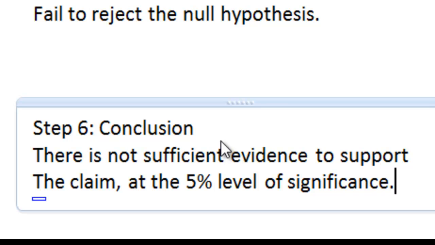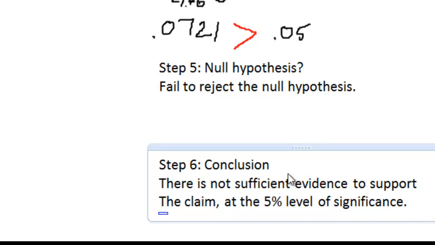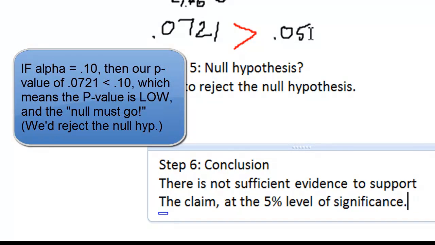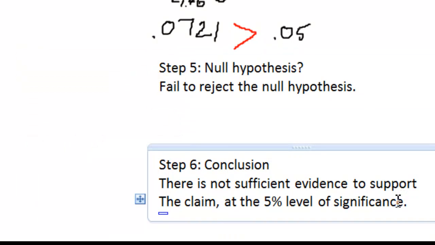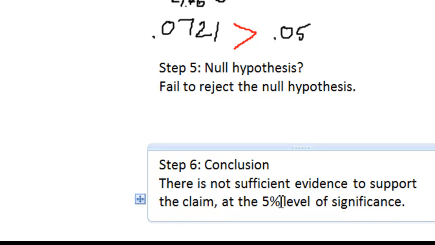That's important because what if the level of significance wasn't 5%? What if it was 10%? What if this number right up here was a 10% level of significance? You would see that our p-value of 0.0721 is actually smaller than 10%, and in that case we would reject the null hypothesis. So watch out for that. We have to make sure that our p-value is compared to the proper level of significance, our alpha, and so when I make that claim down here, I have to state that I am either supporting the claim or not supporting the claim.